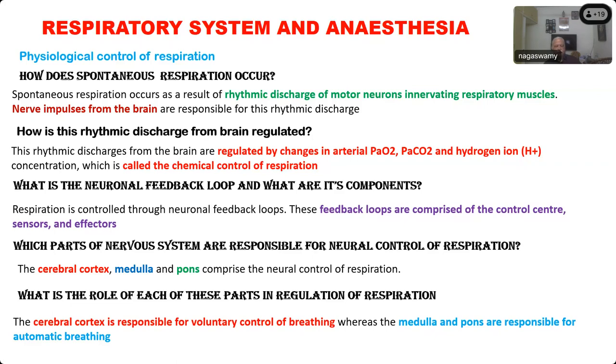But respiration, unlike your cardiovascular function or your heart function, is partly volitional. If you want to hold your breath, you can do that. You need not breathe all the time. In fact, one of the important tests we conduct in the pre-anesthetic assessment, what is that test? Breath holding test.